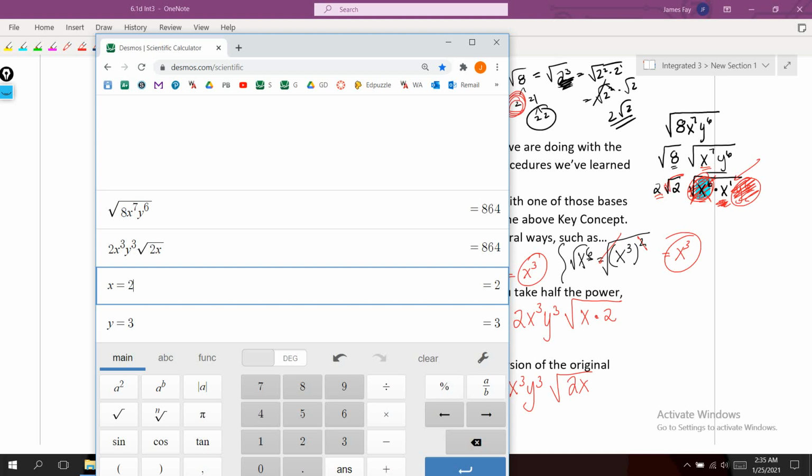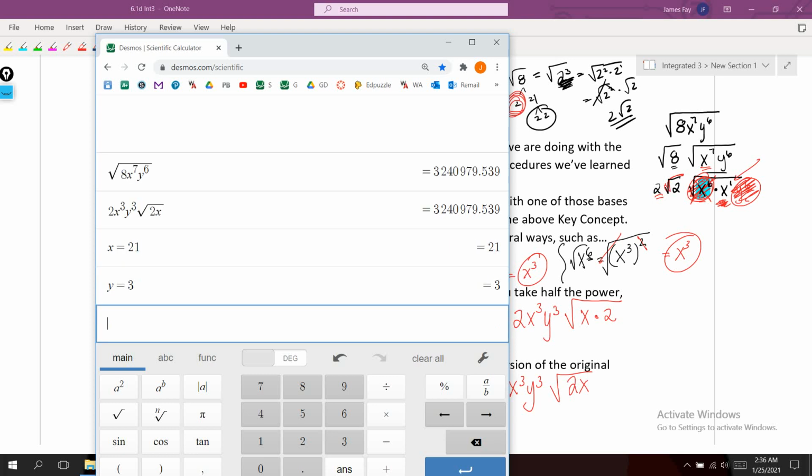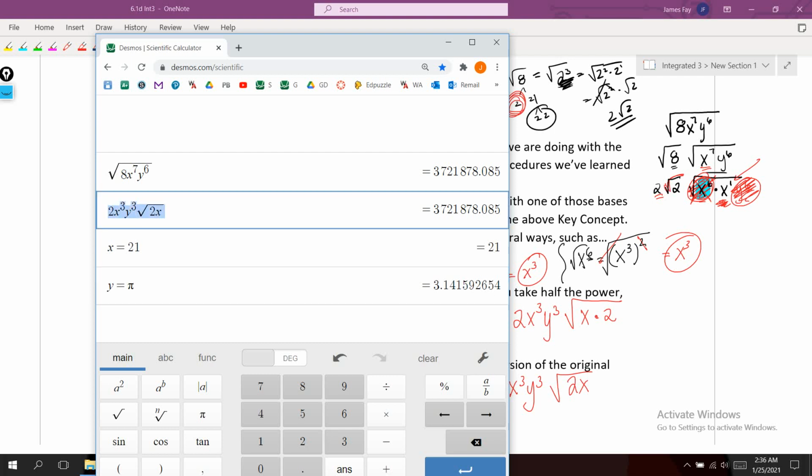Okay. So I'm going to try maybe putting 21 in there and 3. And you see I get the same number there. Maybe I put 21 and pi in, and you see that I get the same answer. So that's pretty rare that I'd be getting the same answers with numbers like that. Okay, so what that tells me is that these two representations are identical. That is then indeed my simplified version.